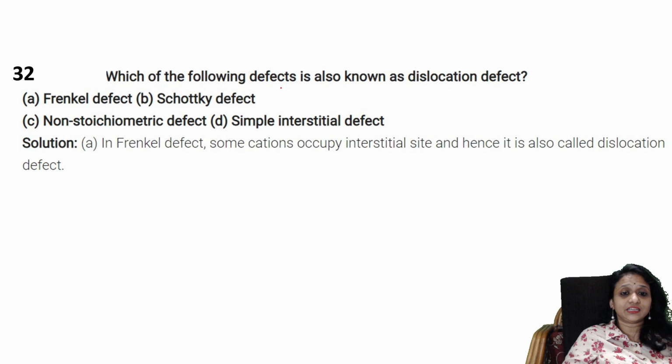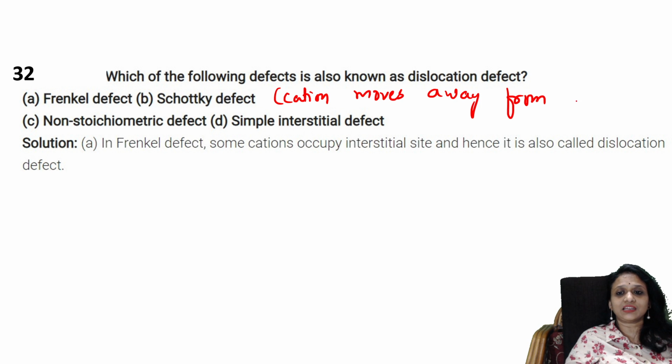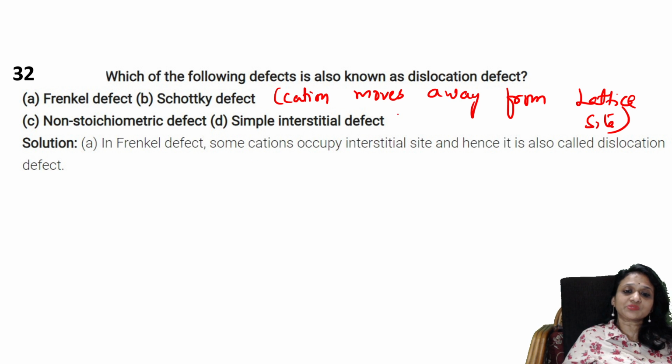Just now I said, in Schottky, the cation moves away from the lattice site. For you all to remember, right? This is the cation moving from the lattice site. But what is important, students? Here, the important thing is cation is missing, anion is missing. Correct? To balance that, cation and anion also are missing.